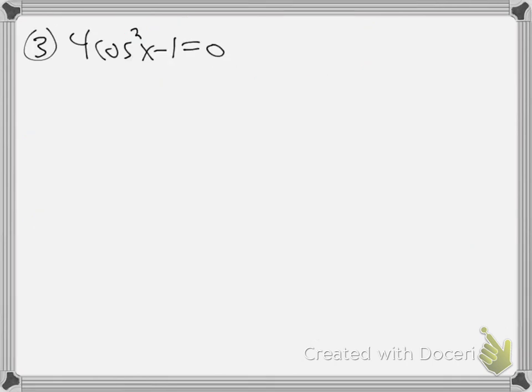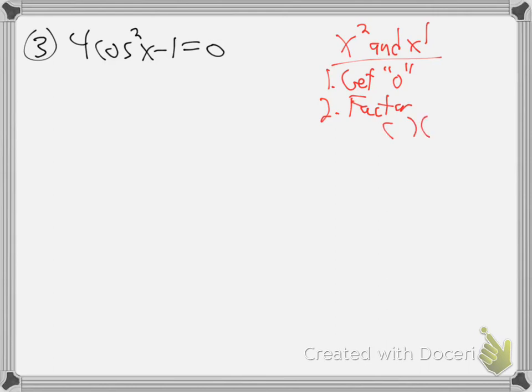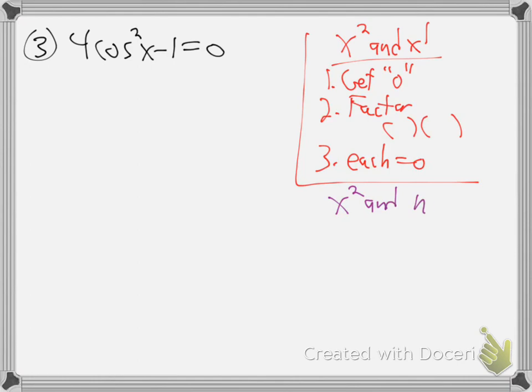Okay, so here's the real plan. I was just kidding about all that other stuff. No, I was just giving you the short version. If you have x squared and x to the first, that's when you do that whole thing: get a 0, factor with the parentheses, and each one equals 0. But if instead you have x squared and no x to the first, that's easier actually. So I want to show you that.